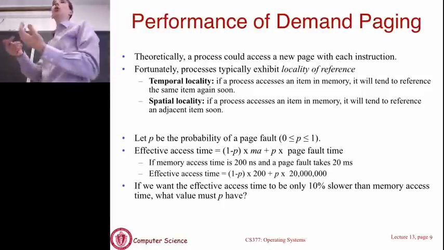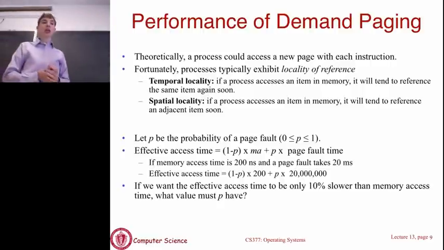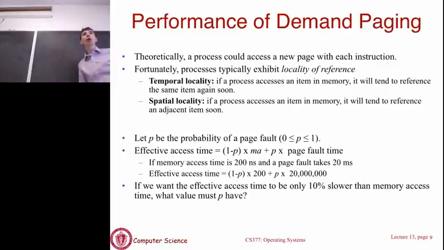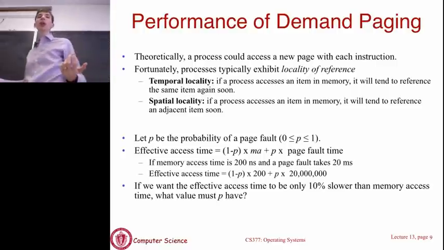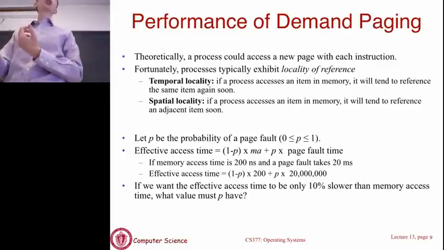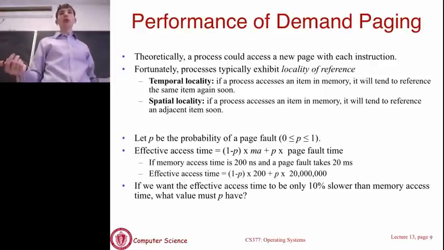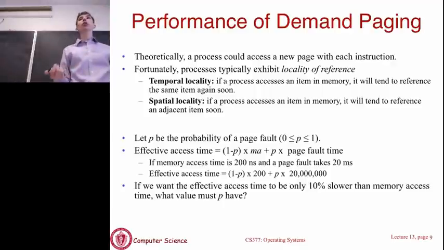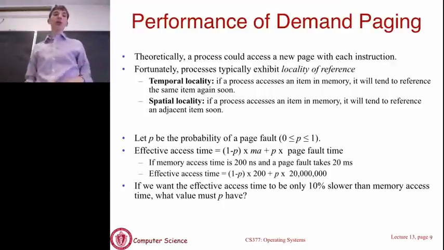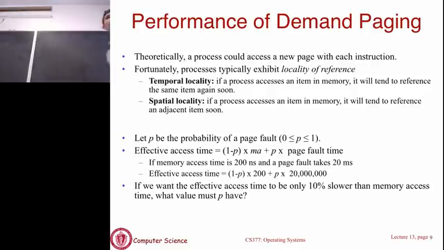Now, to give you some typical numbers, memory access might take maybe 200 nanoseconds. That's a typical value. Whereas going to disk, your disk response time might be more like 20 milliseconds, which is about 5 orders of magnitude slower, way, way slower. That gives us an effective access time of (1 minus p) times 200 nanoseconds plus p times 20 million nanoseconds.